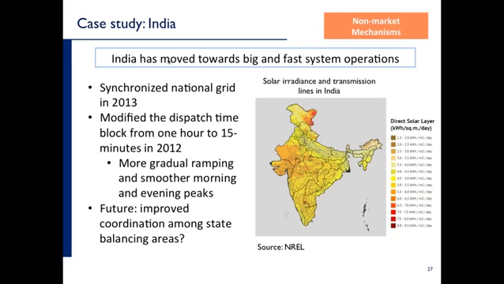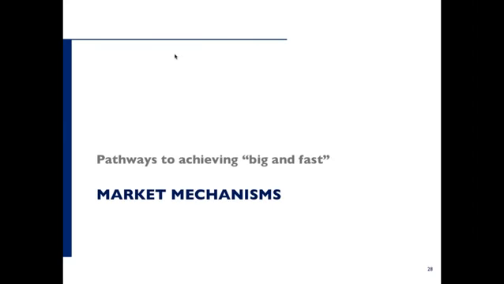And India, we don't know exactly what India is going to do, but I know that they've been thinking about alternative ways of coordinating among the state balancing areas. And what that looks like in the future, I don't know. But that's one example of a country that has made some moves towards larger and faster already, and they're thinking about whether or not to go forward with some other changes.